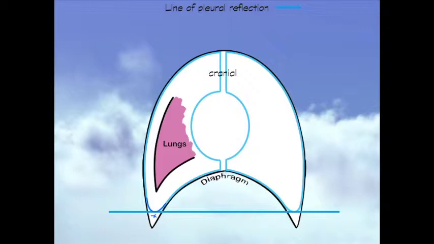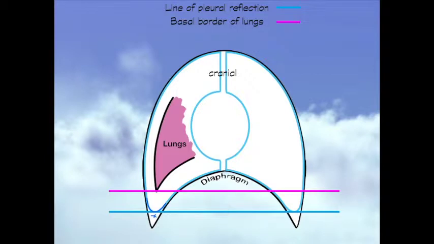And then we'll notice that the lungs do not extend caudally through that whole pleural space. And so we have the basal border of the lung. And then the diaphragm is going to extend cranially right up adjacent to the apex of the heart. And this is the dome of the diaphragm.